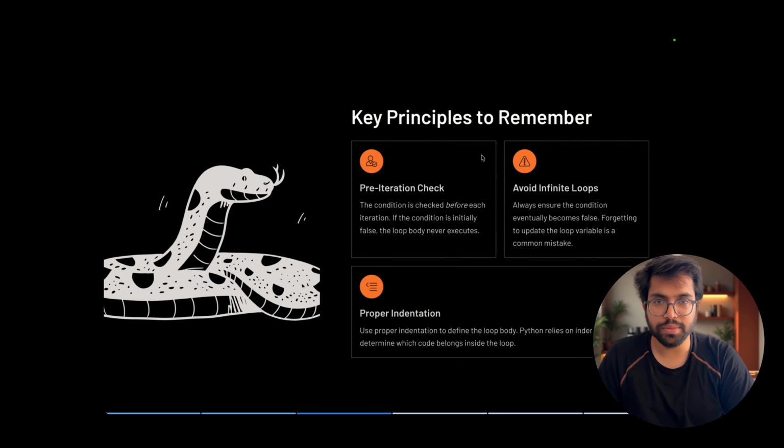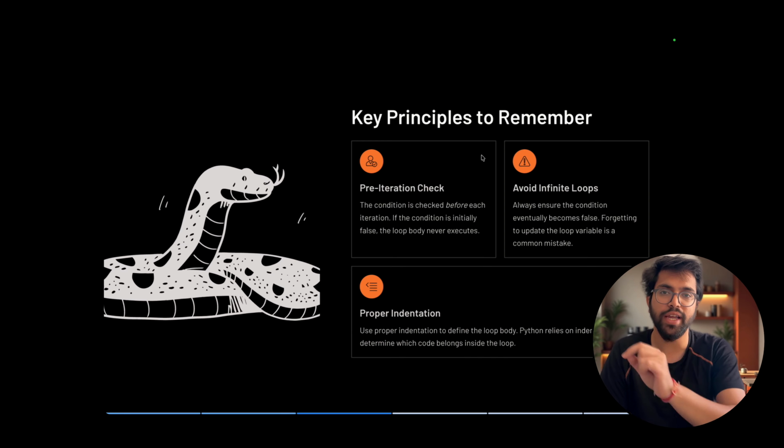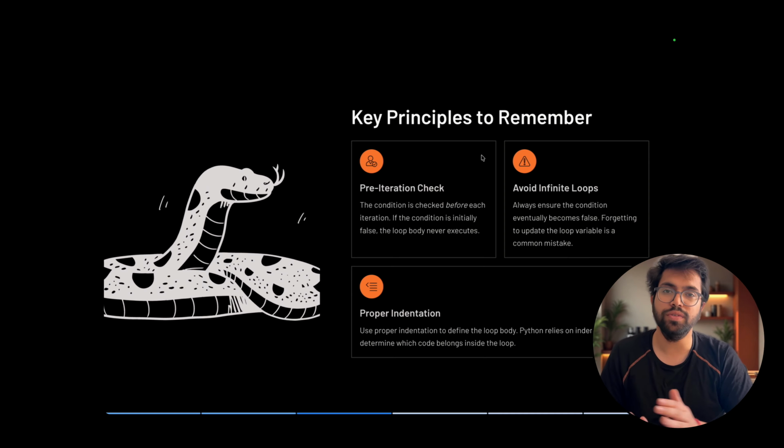There are a few principles that you have to remember. We have to first run a pre-iteration check whether the condition is true or not. We have to check it by ourselves, and we have to avoid infinite loops. If we are not specifying any condition, let's say we said while true, it will remain true for a lifetime. In case we don't switch it to false, the loop will keep on continuing and your program flow will not stop. And we have to make sure that we are using proper indentation.